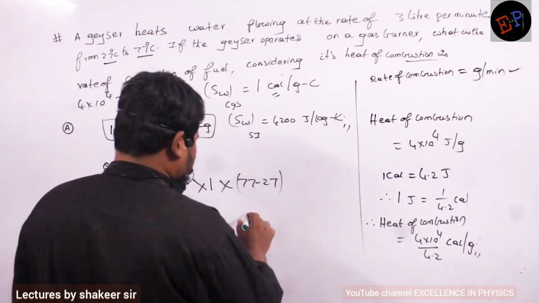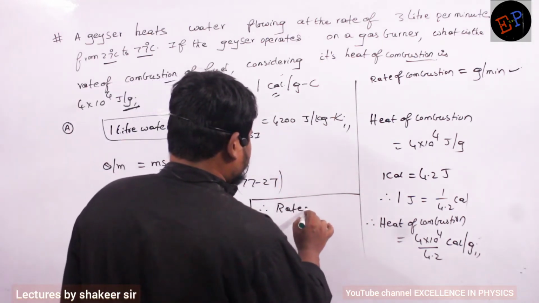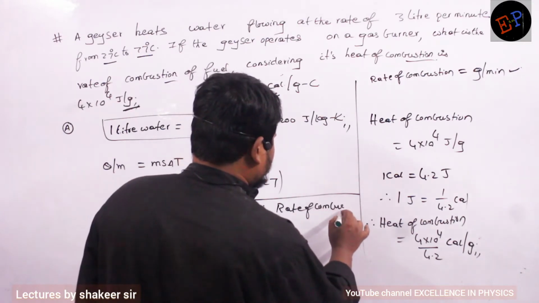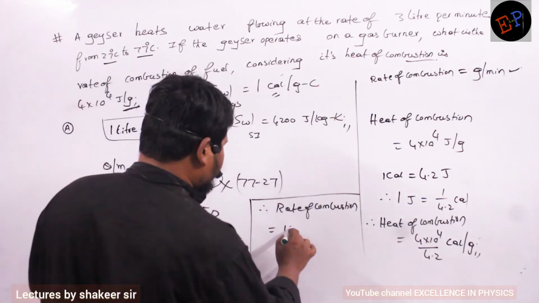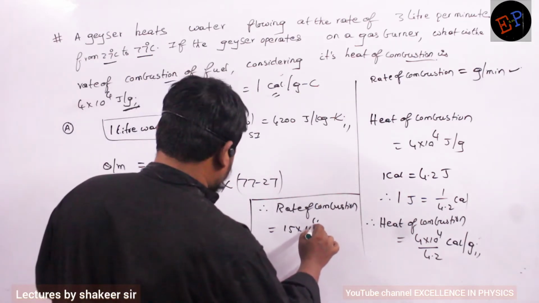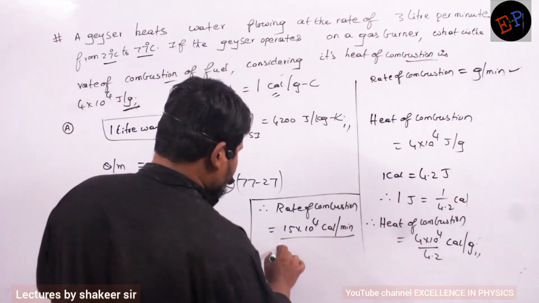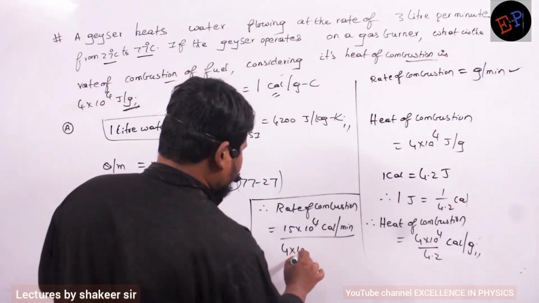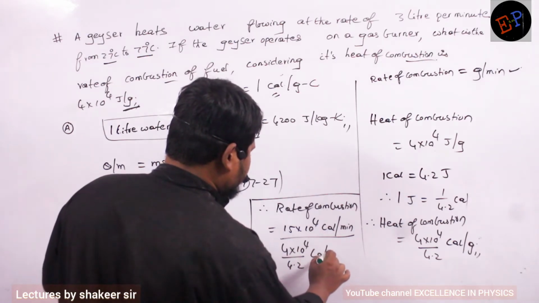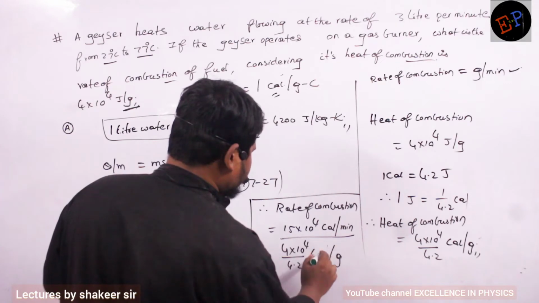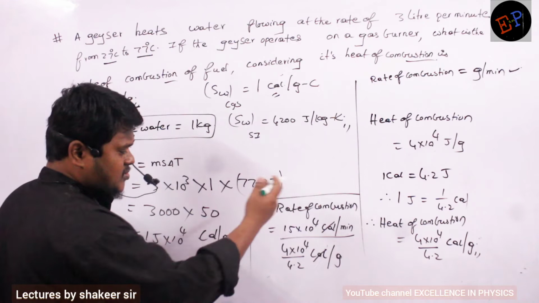Understood? So here I will do the calculation. Therefore, rate of combustion. Rate of combustion is how much? It is equal to 15 into 10 power 4 calories per minute divided by 4 into 10 power 4 divided by 4.2 calories per gram. Okay. Then calorie will get cancelled, no? Gram goes to the numerator.